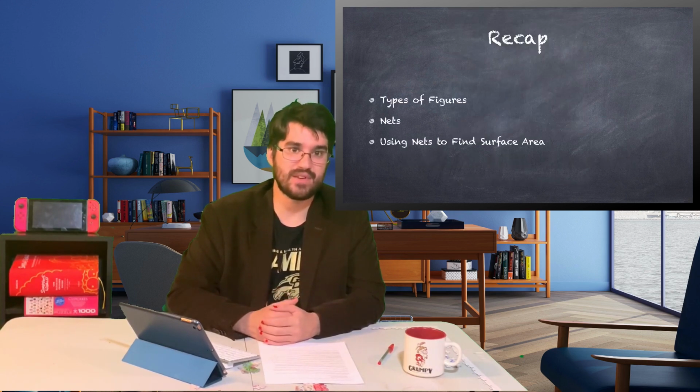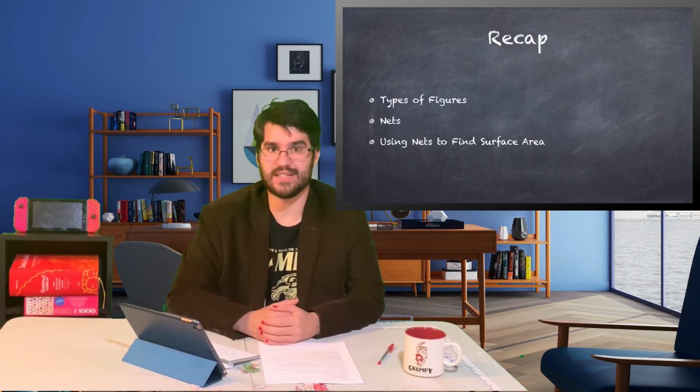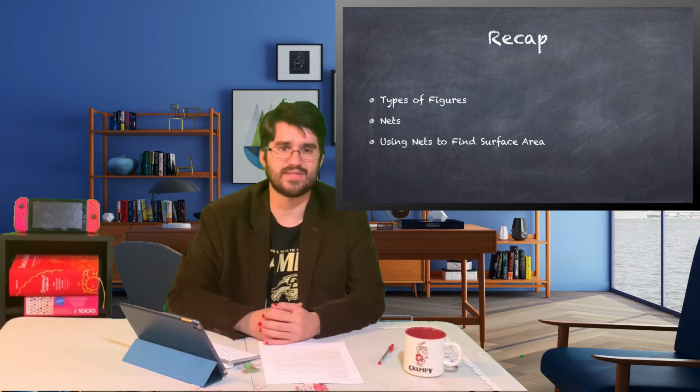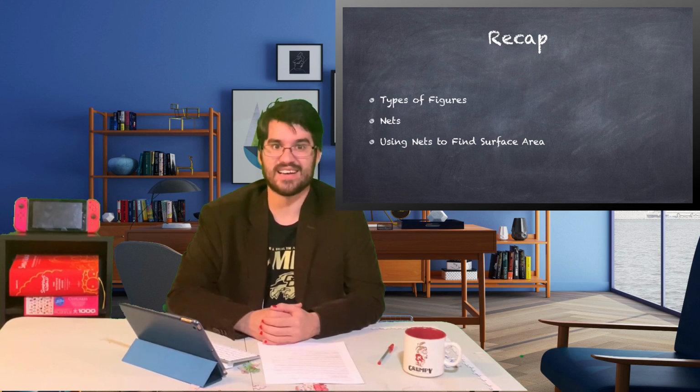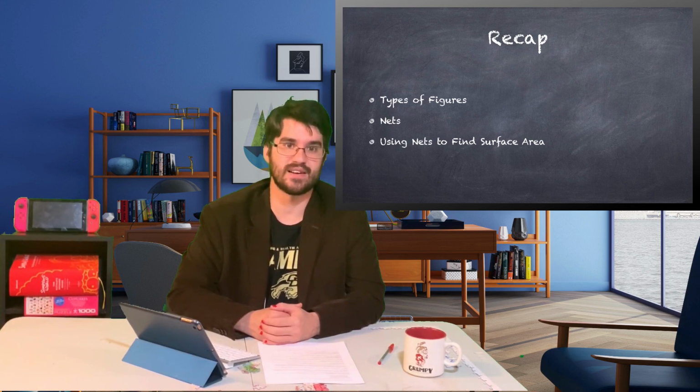So just to recap everything, we defined what a polyhedron is and gave a few definitions for the specific polyhedra we want to be able to work with. I defined what a net is, and we used those nets to identify and classify some polyhedra. And then we used those nets to find the total surface area of a prism and a pyramid.